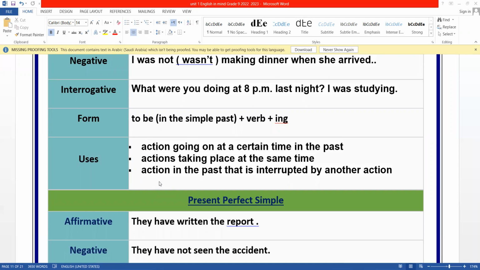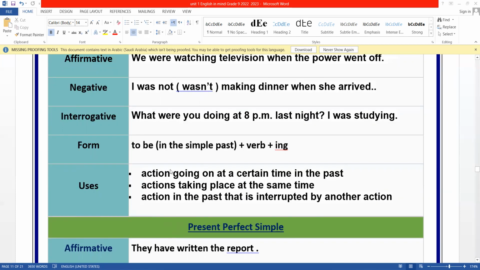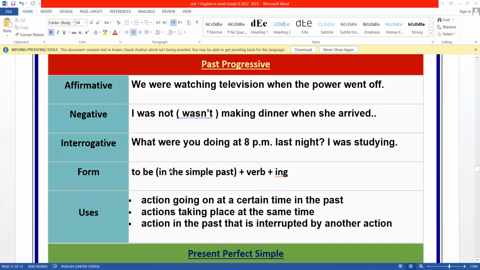Actions taking place at the same time: while he was playing, his brother was swimming. An action in the past that is interrupted by another action. As you see, we were watching television when the power went off.